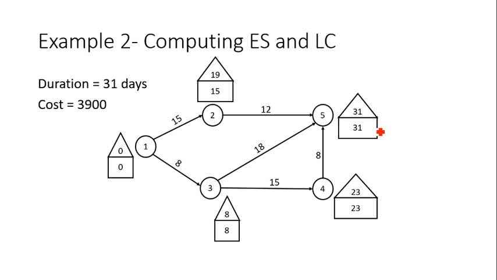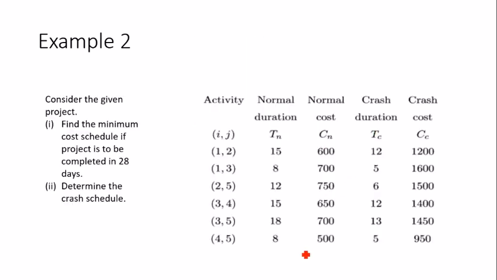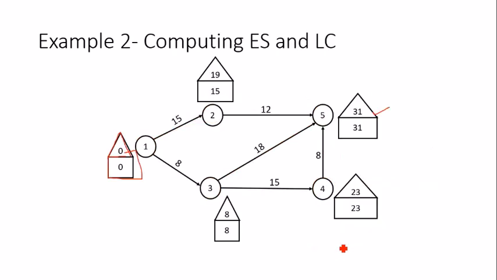So how to compute the cost? This thing I have already explained to you. You just add all the normal cost. Right now we are not looking at the crash cost, we are only looking at the normal cost. So you just add all these costs, you'll get 3900. So that's the normal duration and normal cost. So this is done. That means whatever is the given data, the project is going to be finished in 31 days.